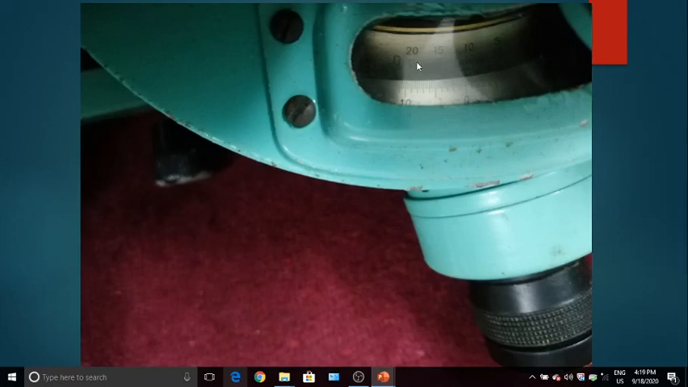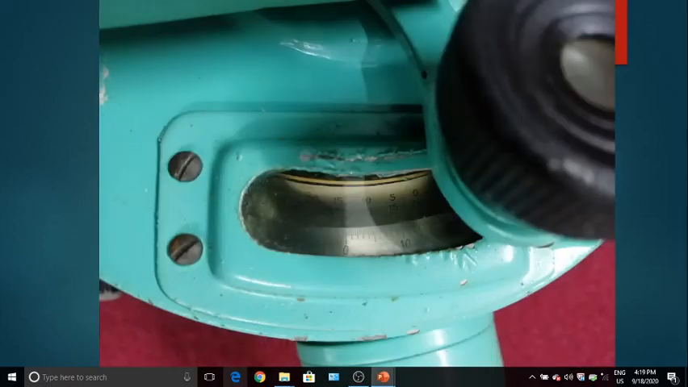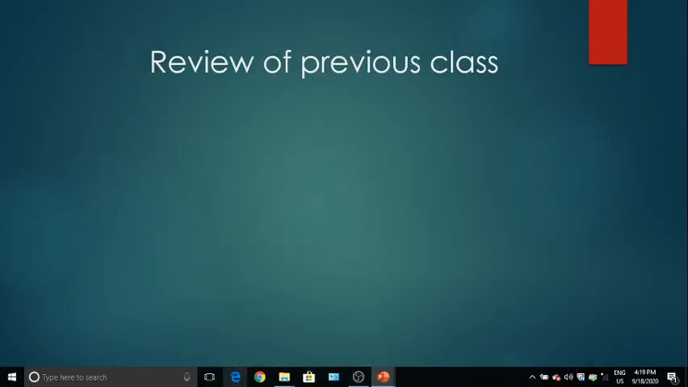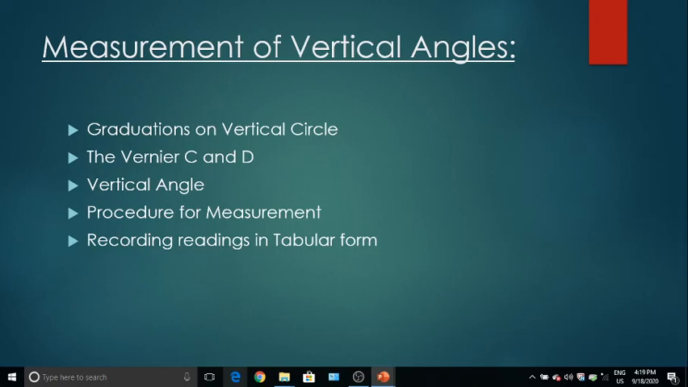This is another photograph of vernier D only. We'll go back. Now, how to measure the vertical angle and what is the procedure for measurement?